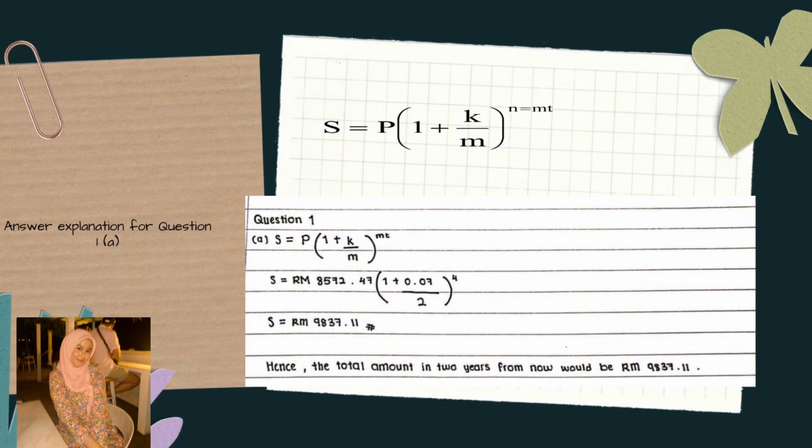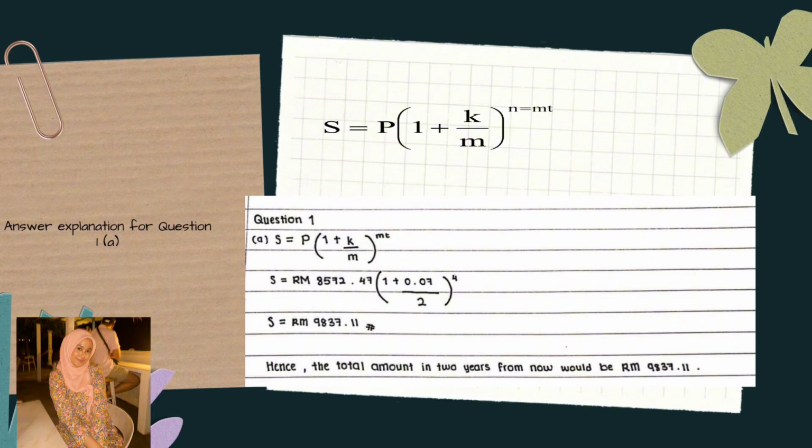To solve this, I use the compound interest formula. Now, I will substitute the values from the question. P is the principal, which is 8,572 ringgit and 47 cents. Where do we get it? 5,572 ringgit and 47 cents plus 3,000 ringgit. K is the 3% interest rate. M is 2 because it's compounded semi-annually and T is 2 years.